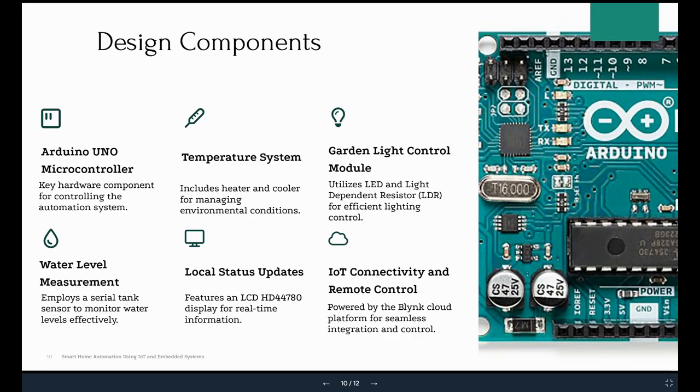Moving on to local status updates. It features an LCD HD44780 display for real-time information, and IoT connectivity and remote control, powered by the Blynk cloud platform for seamless integration and control.